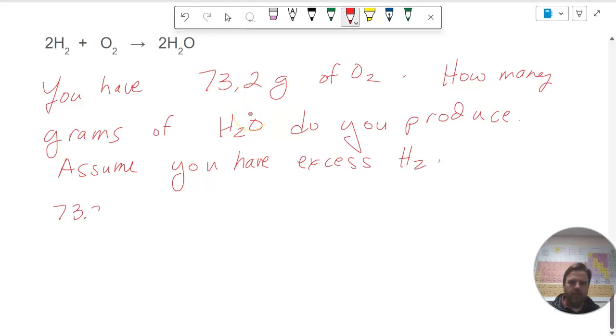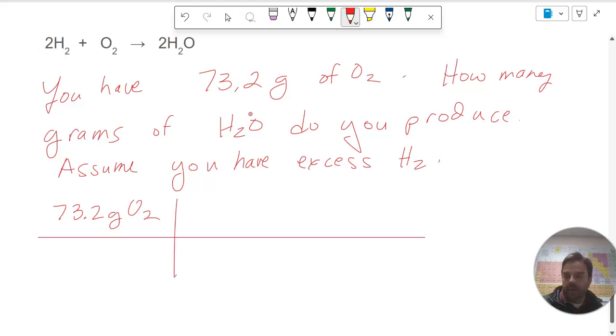We've got 73.2 grams of O2. Let's put a long line underneath it. We know we're going to need 3 full steps. The first thing we have to do, like we talked about, is convert to moles. We're going to use the molar mass for that. For oxygen, it's 32.0 grams O2 for every 1 mole O2. The more we keep those labels in there, the more it's going to help quite a bit. We're going to cancel out grams of O2.